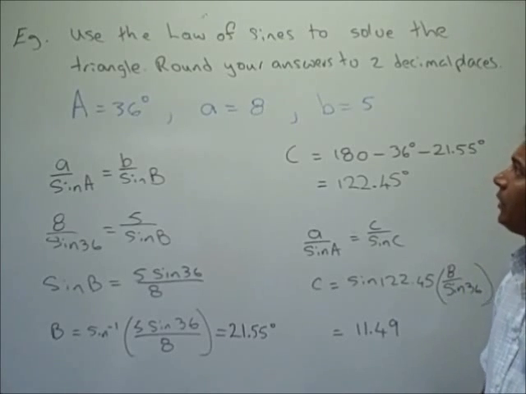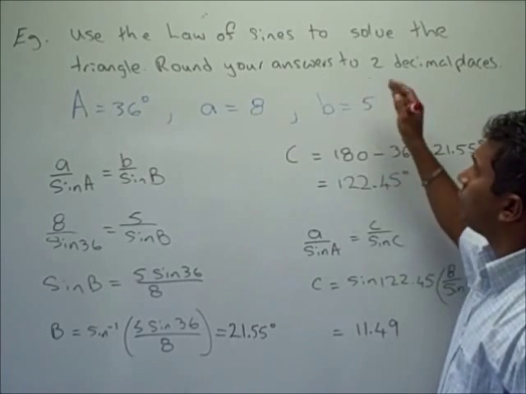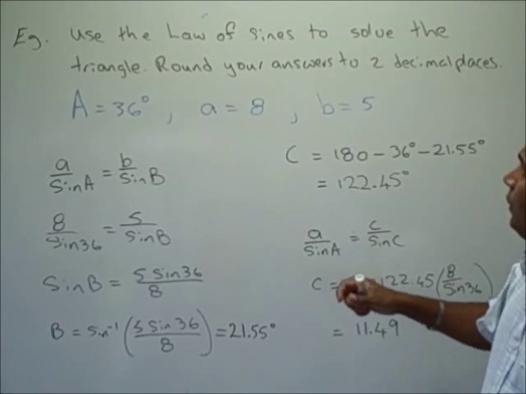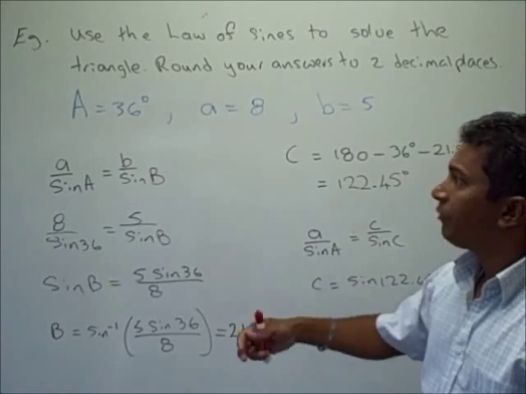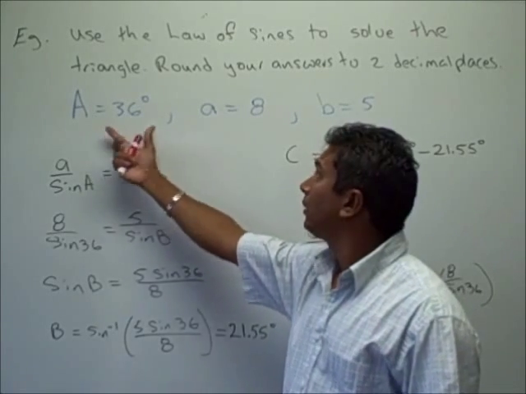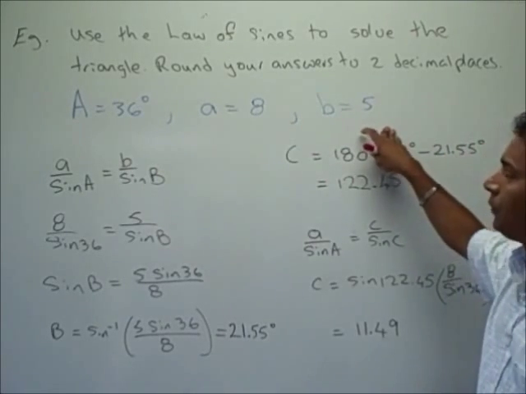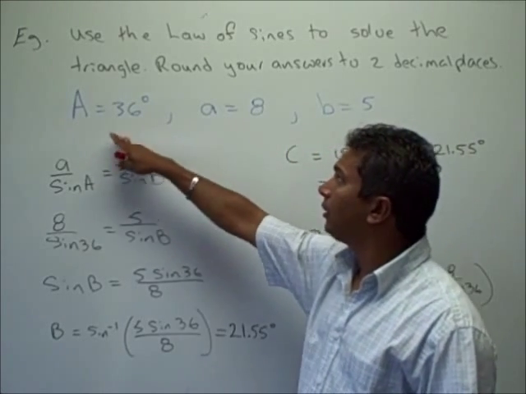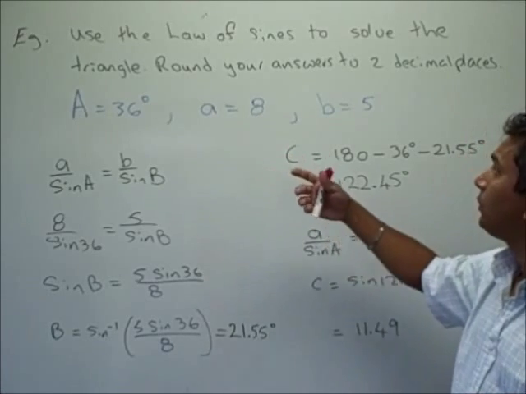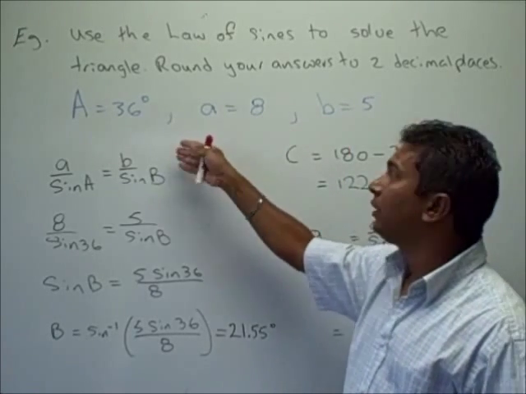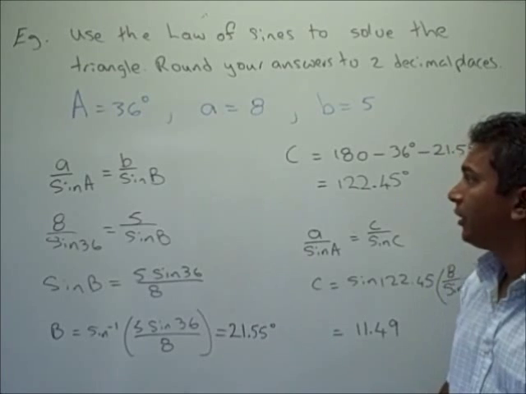Once again, we're being asked to use the law of sines to solve a triangle, and to round our answer to 2 decimal places. We're given, this time, one angle and two sides. And you notice that the angle is opposite to one of the sides. In our sine rule, when we're given two sides and an angle, the angle needs to be opposite one of the sides.